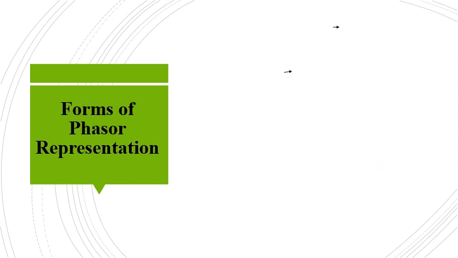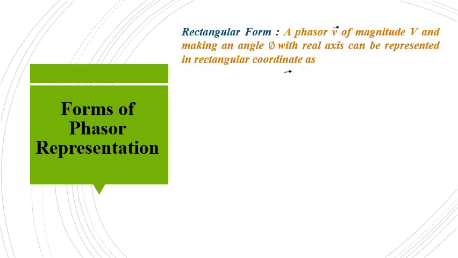Then next is forms of phasor representation. Earlier we have already seen the graphical representation of phasor. Now next we can see how we can write or represent these phasors. There are mainly two ways. First one is using rectangular coordinates. In the rectangular form, a phasor having a magnitude V and making an angle phi with the real axis can be represented in rectangular coordinates as vector V equal to A plus jB.